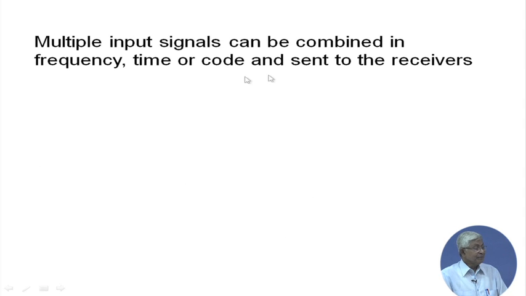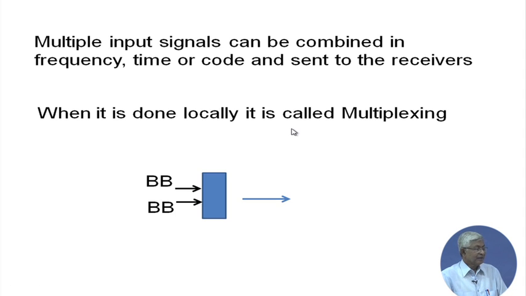Multiple input signals can be combined in frequency, time and code and sent to the receiver. That combination is happening at the satellite, at the transponder. Each individual is sending separately. At the transponder, the combination is happening, and then the combined signal is broadcast down to the earth, where the receivers are, and based on the type of multiple accessing, receivers will pick up their intended signal.